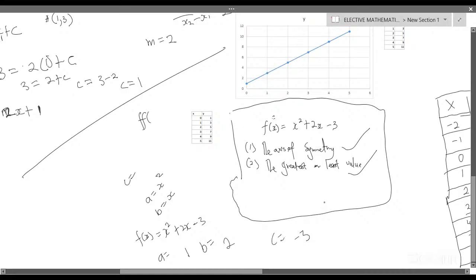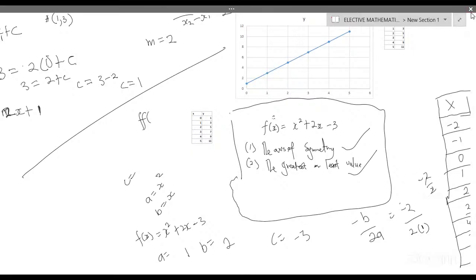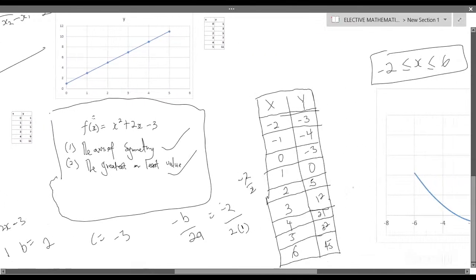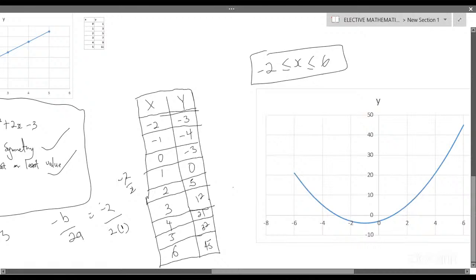-3. So if the formula for the axis of symmetry is minus B over 2A, then what are we trying to talk about? Minus B. So it will give us what? -2 all over 2A. A is what? 1. Which is going to give us what? -2 over 2. And when we cancel this out, we are going to get what? -1. So our axis of symmetry is going to be -1.